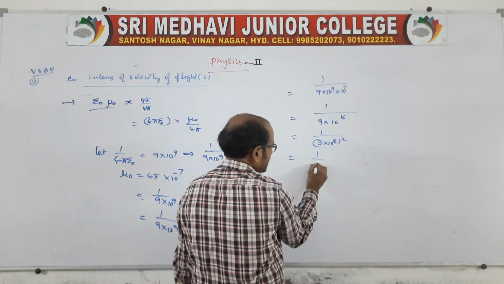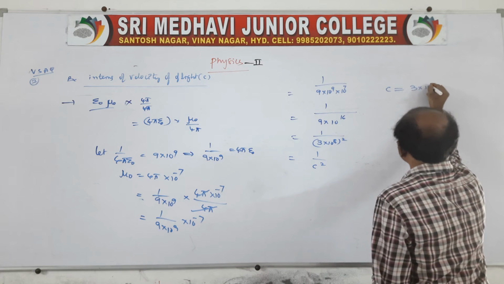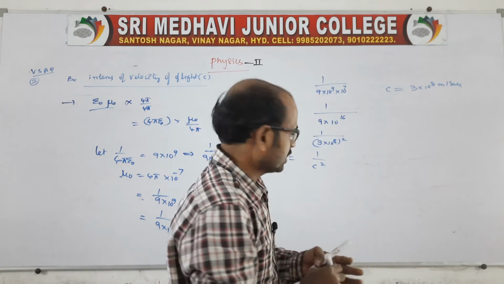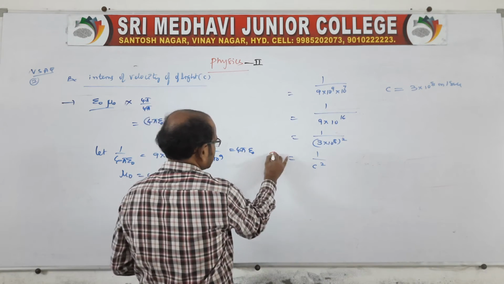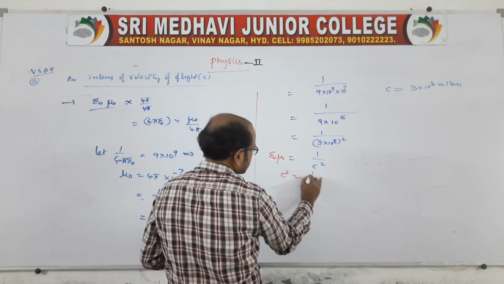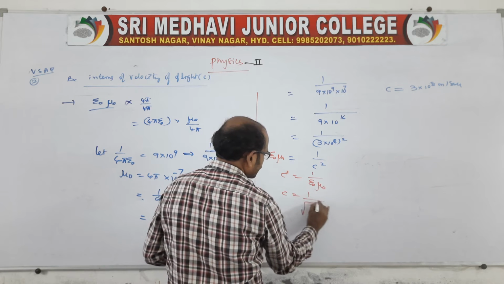So it is nothing but 1 by c square, because c is the velocity of light, 3 into 10 power 8 meter per second. Clear? This is equal to what? It is epsilon naught and mu naught. Therefore c square is equal to 1 by epsilon naught mu naught. C is equal to 1 by root over it.